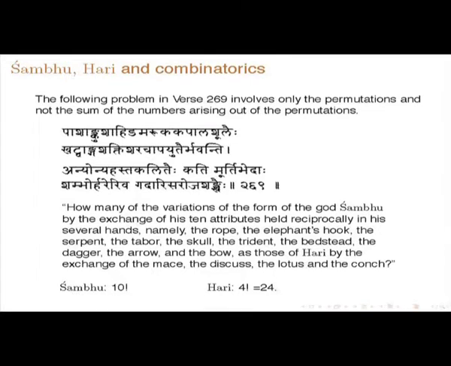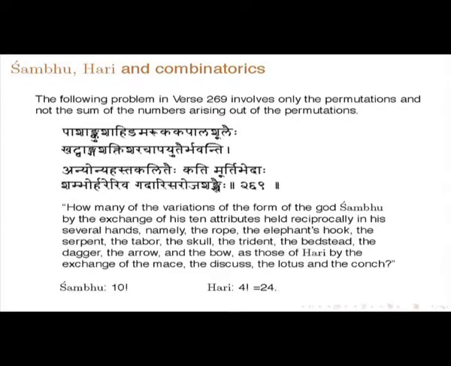So, now the following problem in verse 269 involves only the permutations and not the sum of the numbers arising out of the permutations. Okay. It might have come earlier also, but somehow he has taken this problem here.